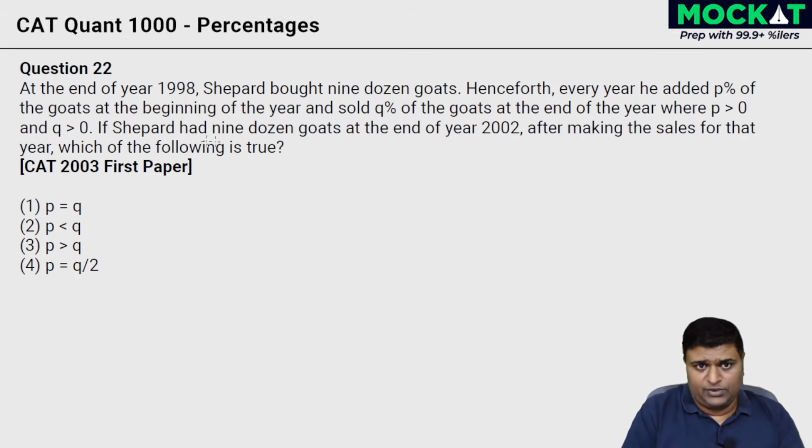On to question 22. At the end of year 1998, Shepherd bought 9 dozen goats. Henceforth, every year he added P% of the goats at the beginning of the year, so it went up by P%, and sold Q% of the goats at the end of the year, so it went down by Q%, where P is greater than 0 and Q is greater than 0. Shepherd had 9 dozen goats at the end of year 2022, which is the same as 9 dozen goats at the beginning of 1998.